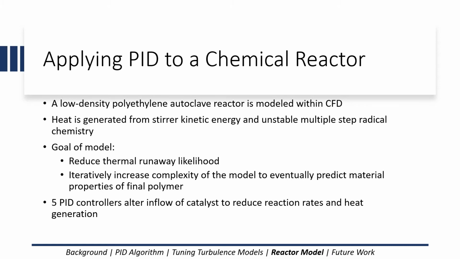The model had an iterative approach in increasing complexity to better understand the material properties at the outlet of the reactor and to be able to predict what the material properties of the polymer will be based on operating conditions. 5 independent PID controllers were instituted within the model to alter the inflow of catalyst and to reduce the reaction rates and heat generation by varying the mass flow rate into the reactor.